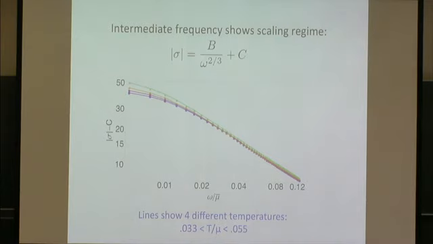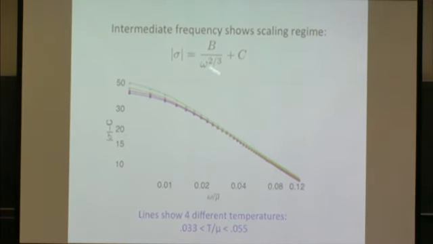More interestingly and surprisingly, we discovered that at slightly higher frequencies, there is a power law in the absolute value of the conductivity. So it goes like a constant b over omega to the 2/3 plus a constant offset c. That's illustrated here on a log-log plot, where we plot the absolute value of the conductivity minus the offset as a function of frequency for 4 different temperatures.